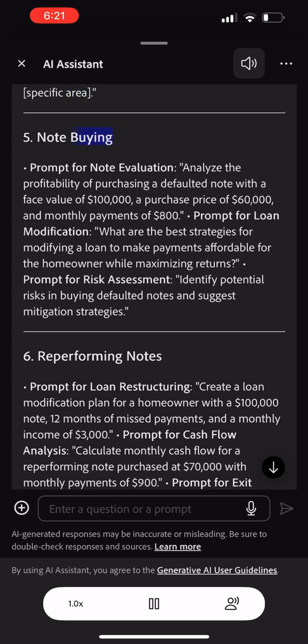5. Note buying. Prompt for note evaluation. Analyze the profitability of purchasing a defaulted note with a face value of $100,000, a purchase price of $60,000, and monthly payments of $800. Prompt for loan modification. What are the best strategies for modifying a loan to make payments affordable for the homeowner while maximizing returns? A prompt for risk assessment. Identify potential risks in buying defaulted notes and suggest mitigation strategies.